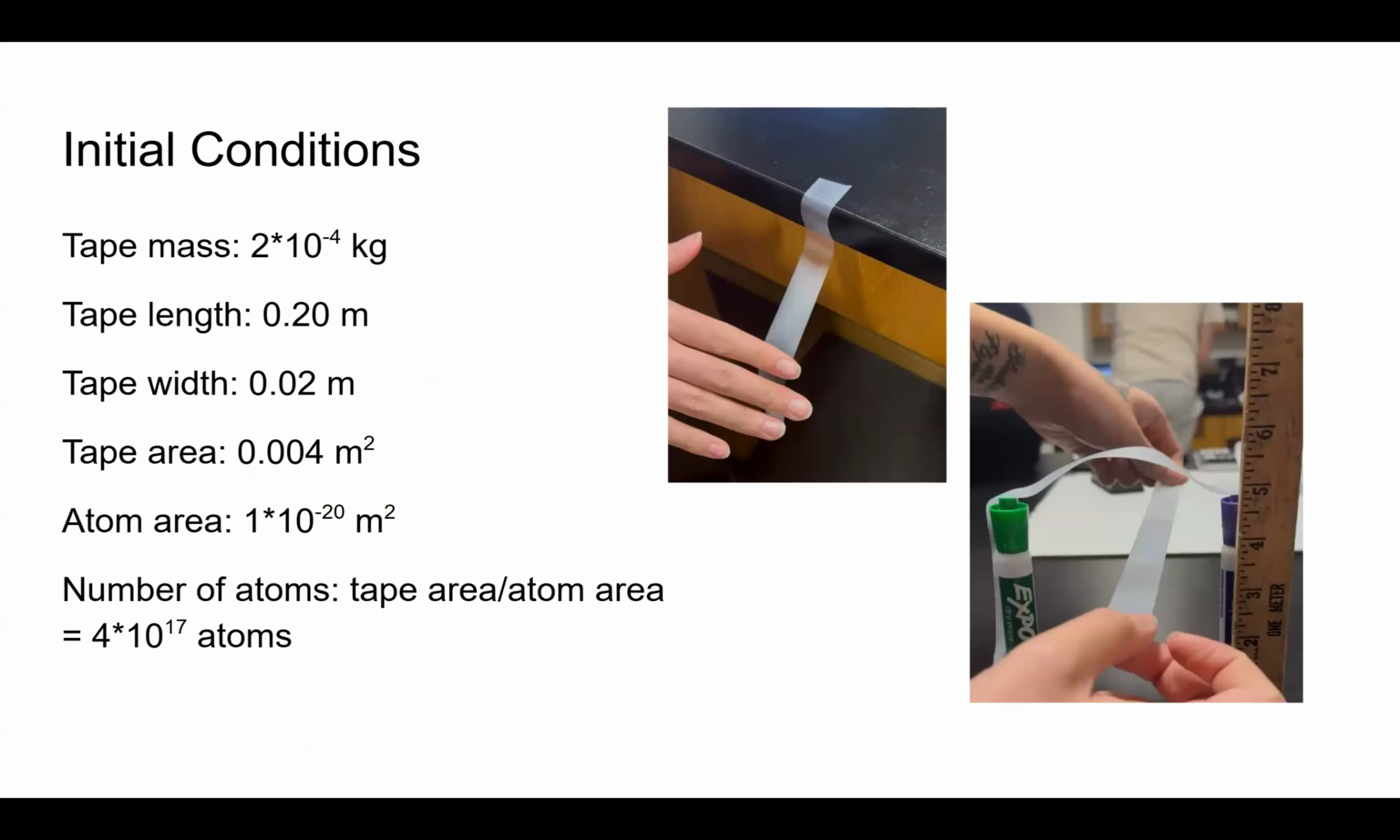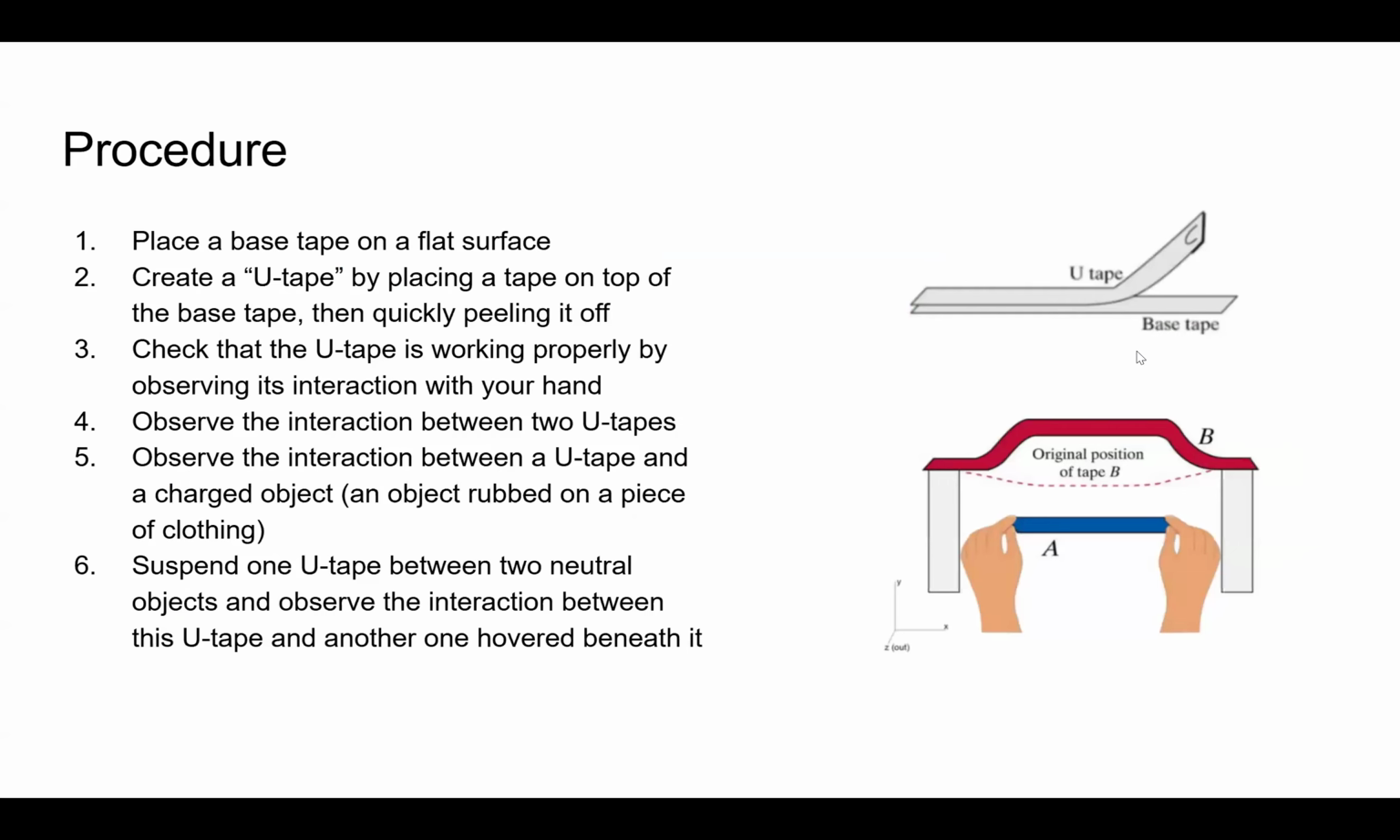Some initial conditions. The tape mass was 2 times 10 to the negative 4th kilograms. The tape length was 0.2 meters. Tape width was 0.02 meters. Tape area was 0.004 meters squared. The atom area was 1 times 10 to the negative 20th meters squared. Number of atoms, which is the tape area divided by the atom area, was 4 times 10 to the 17th atoms. And these are important numbers to keep in mind for our later calculations.